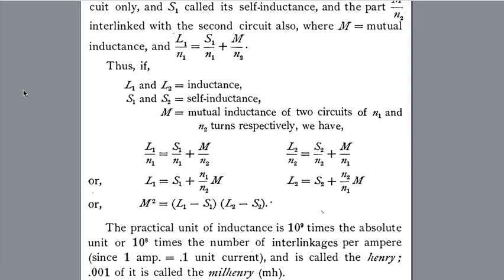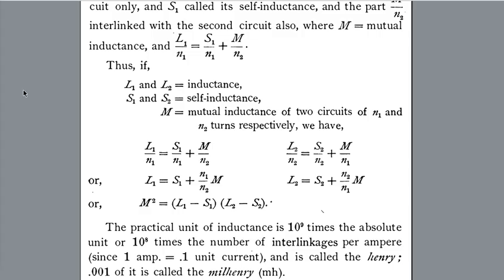If L1 and L2 equal the inductances, S1 and S2 equal the self-inductances, and M equals the mutual inductance of two circuits with N1 and N2 turns, we have the following equations.